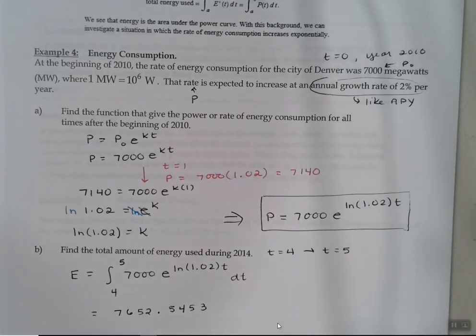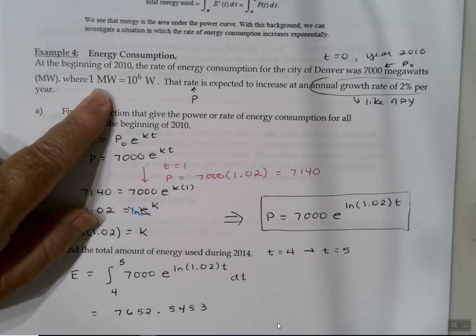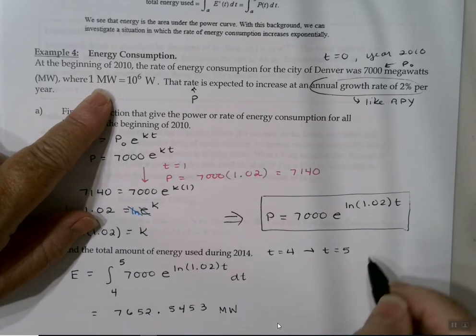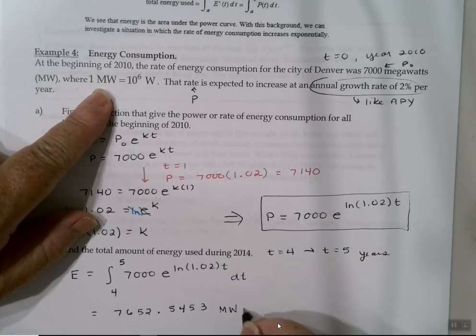Let's think a little bit about the units on that. Because this was in megawatts, this is not going to be kilowatt hours. This is going to be megawatt hours. And as a matter of fact, it's not even going to be hours, is it? These are in years. Just realize that. So this is megawatt years.